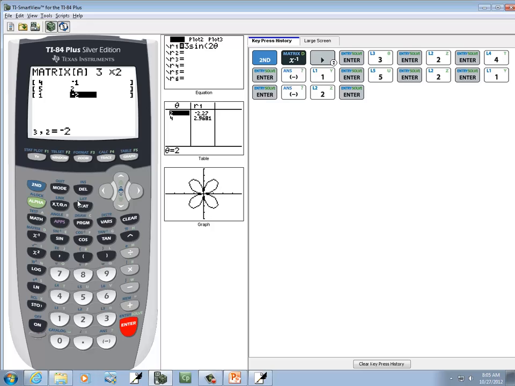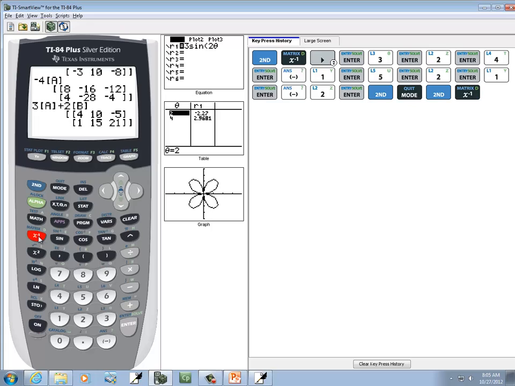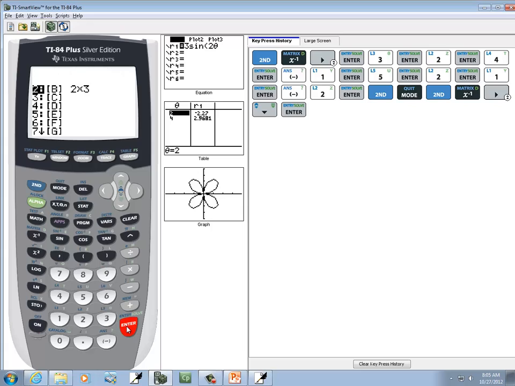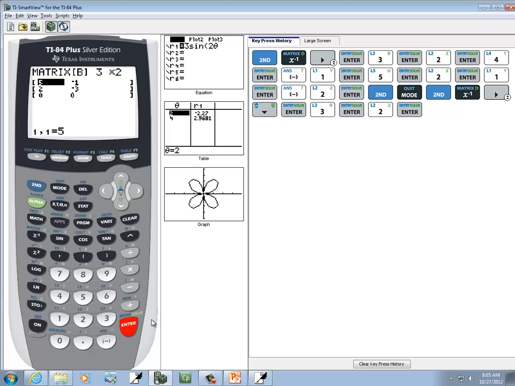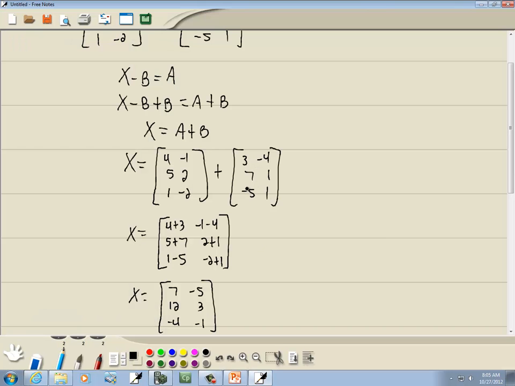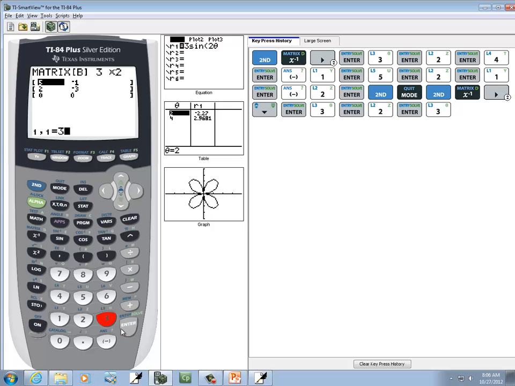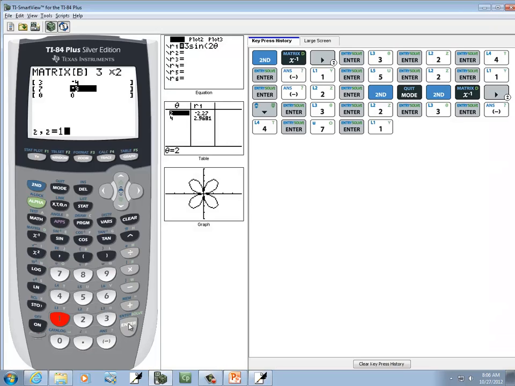And that's A. So I'm going to exit out. Go back in my matrix menu. Second x to negative 1. Go over to edit. Down arrow to B. Enter. And this is also a 3 by 2. So do 3 enter, 2 enter. And that's my second matrix here. So 3 enter, negative 4 enter. 7 enter, 1 enter. Negative 5 enter, 1 enter. I want to exit out, so I do second mode.